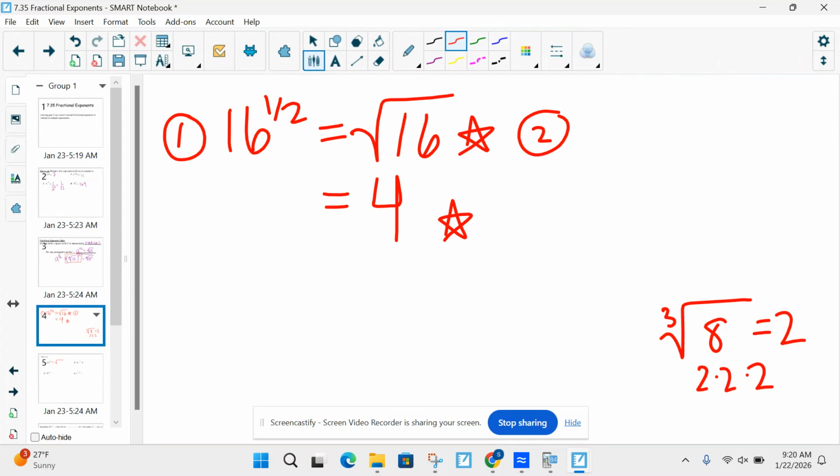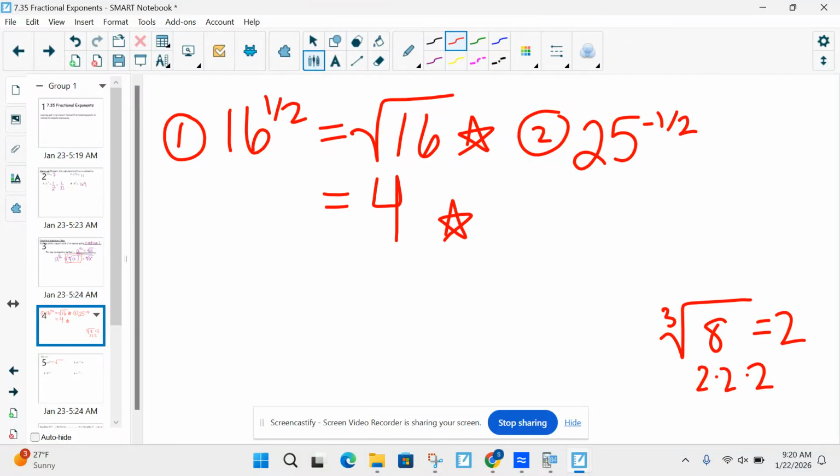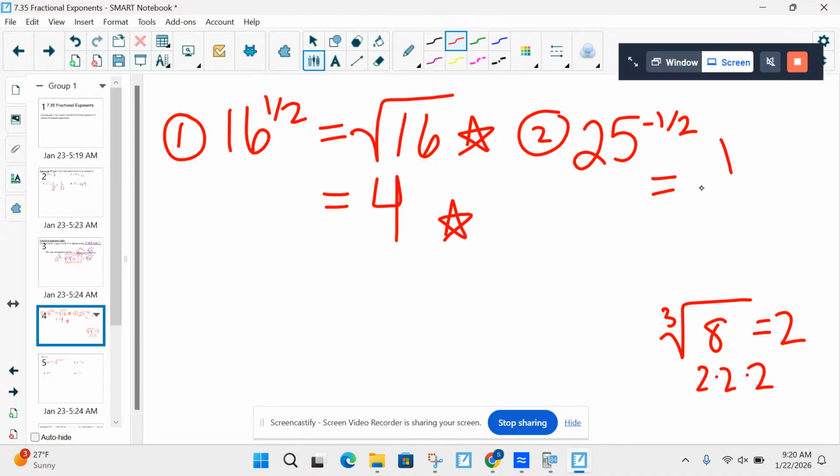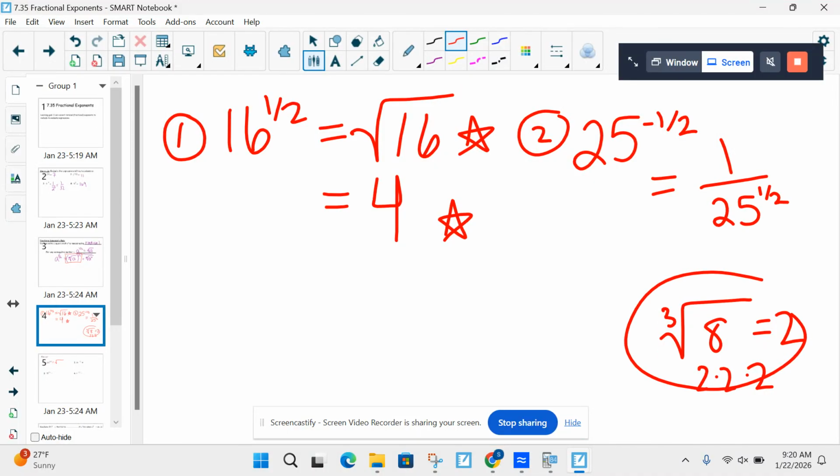Okay, the next question is 25 to the negative 1/2. Now, since it's a negative exponent, we need to put it under 1. So 1 over 25 to the 1/2. And 1/2 means square root.